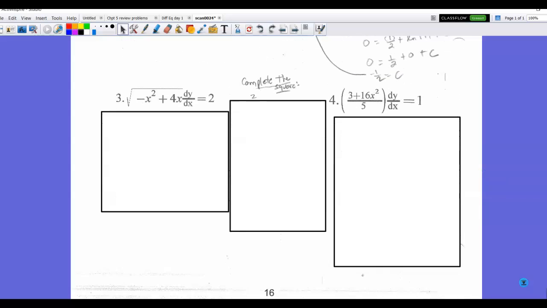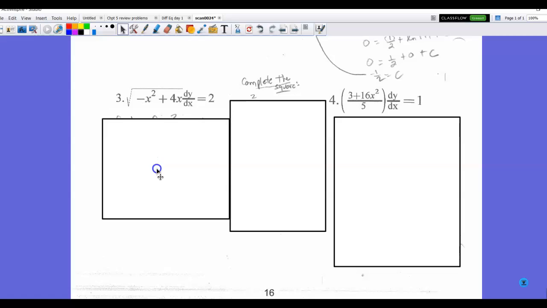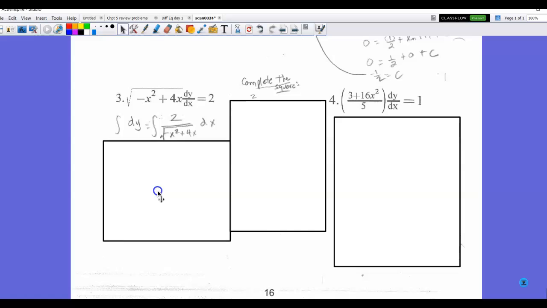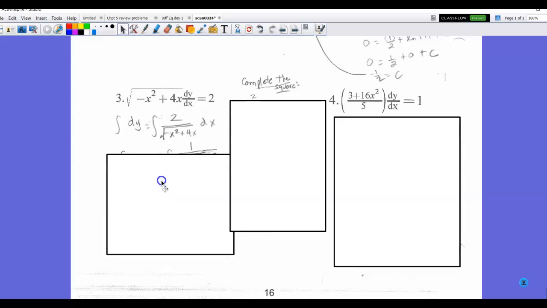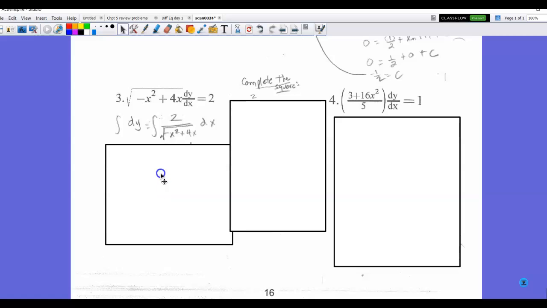Problem number 3. In problem number 3, I'm going to separate the variables because I have a differential equation. I'm going to divide both sides by that square root. So that's my first step. And in my second step, I'm going to use integral properties to move the coefficient of 2 in front to clear my math eyes. All right, I'm going to cover that back up because right here under the square root, I have a negative x squared plus 4x.